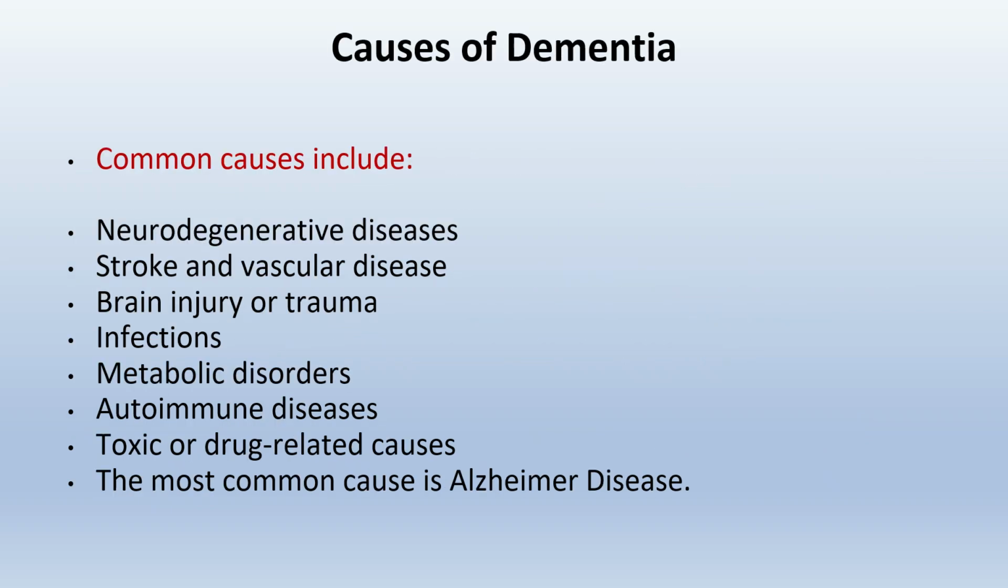Causes of dementia. Common causes include neurodegenerative diseases, stroke and vascular disease, brain injury or trauma, infections, metabolic disorders, autoimmune diseases, toxic or drug-related causes. The most common cause is Alzheimer's disease.